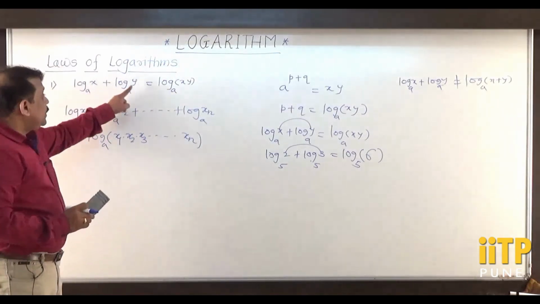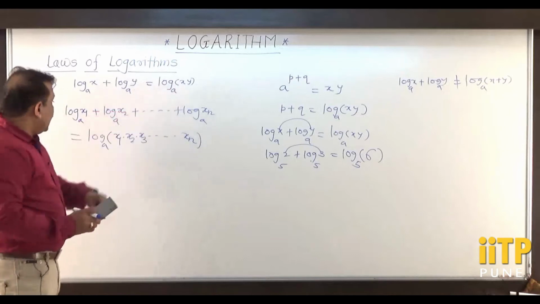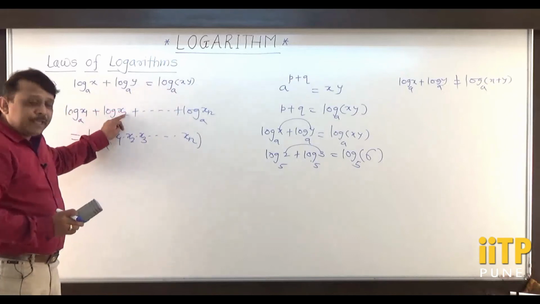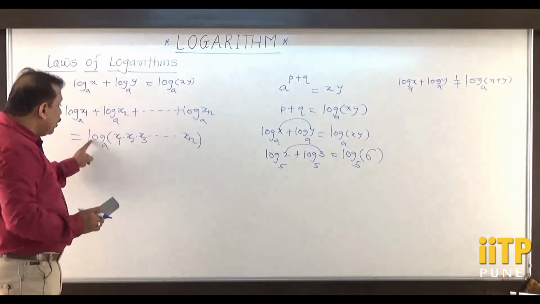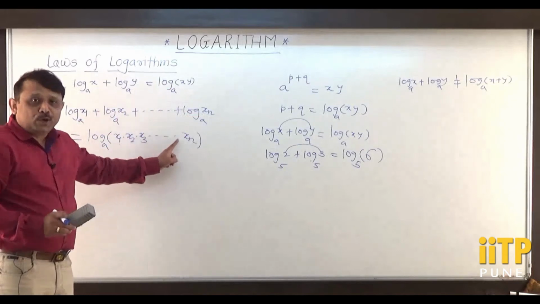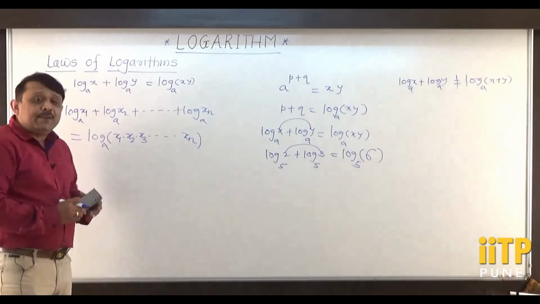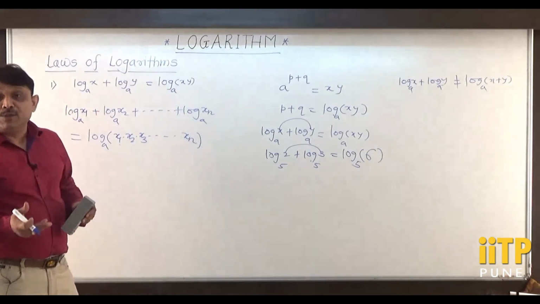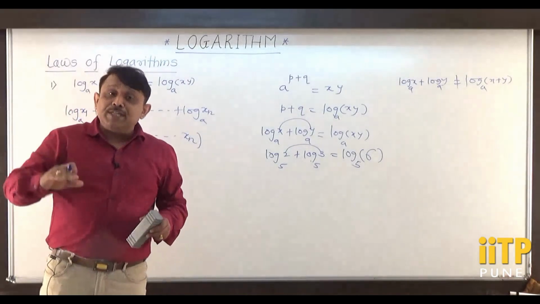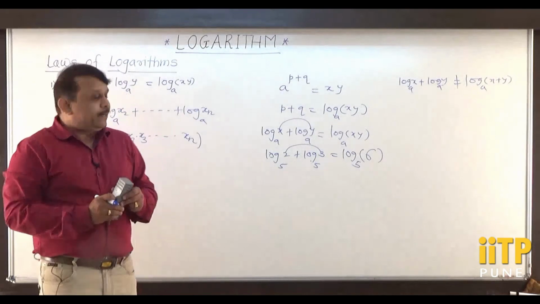So log x plus log y is log xy. Likewise, log x1 plus log x2 plus log xn is log of x1 into x2 into dot dot dot into xn to the base what? A. If the base is the same, we can do this. If the base is not the same, then we have to change the base and then work.